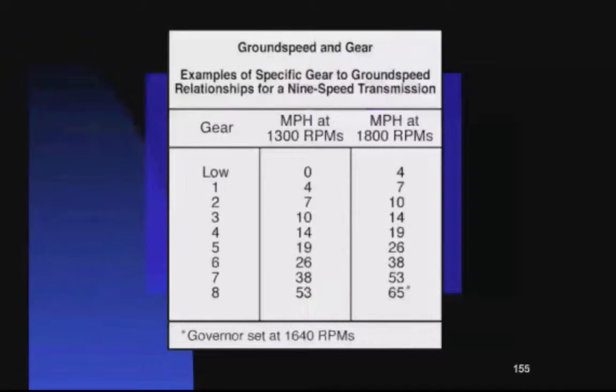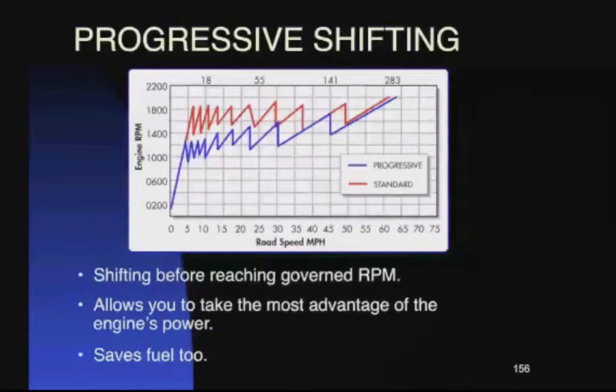Ground speed and gear. Examples of specific gears to ground speed relationships for a 9-speed transmission. Progressive shifting. This is shifting before you reach the governed RPM. It allows you to take the most advantage of the engine's power, and saves fuel also.